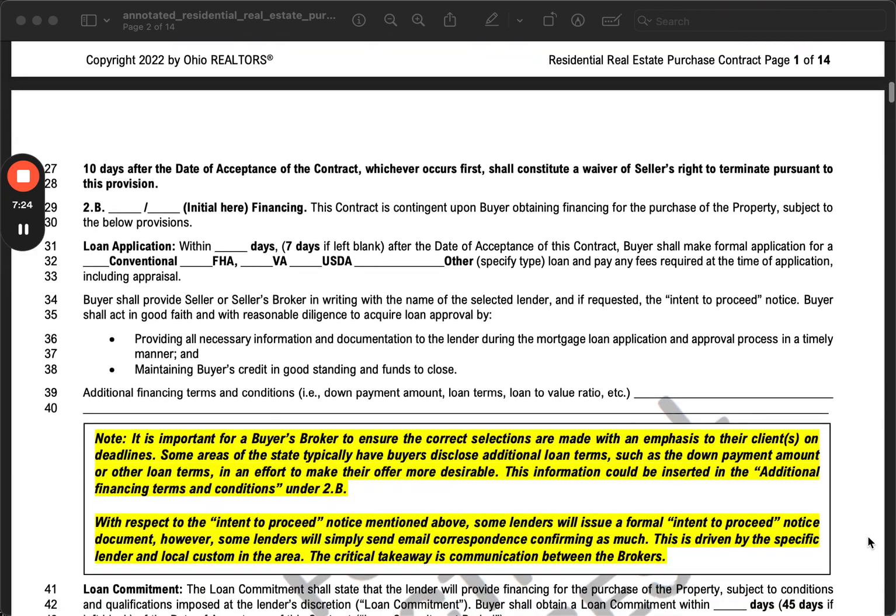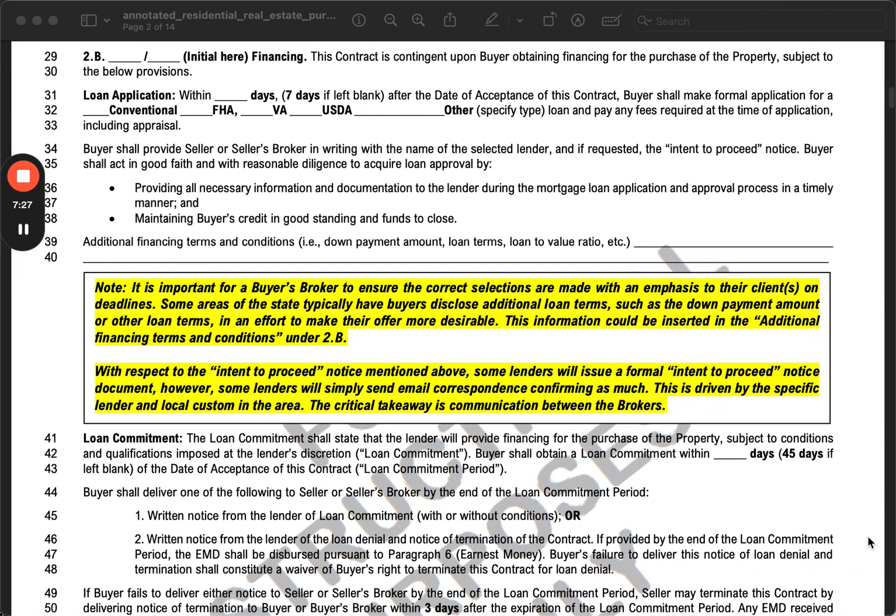Okay, moving on. Line 29, which is number 2B, initial here, financing. This contract is contingent upon the buyer obtaining financing for the purchase of the property, subject to the below provisions. Line 31, loan application within blank days, 7 days if left blank. After the date of acceptance of this contract, the buyer shall make formal application for a conventional, FHA, VA, USDA, or other loan, of which you should specify in that line what the other is, and pay any fees required at the time of application, including the appraisal.